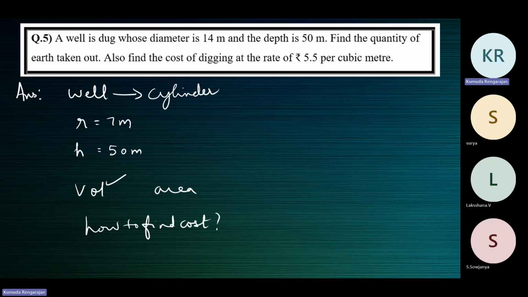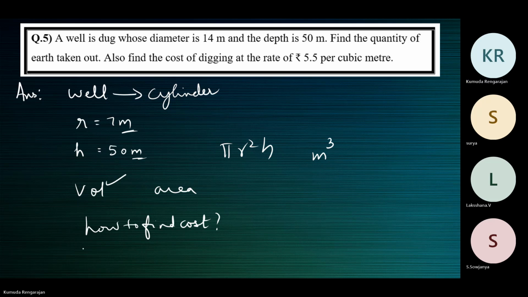So the well represents a cylinder, as you said, open at the top. Radius is 14/2, and the depth is the height of the cylinder, which is 50 meters. Find the quantity of the earth taken out. So we need to find the volume of the well: pi r square h. Since we have r and h in meters, the answer will be meter cubed.